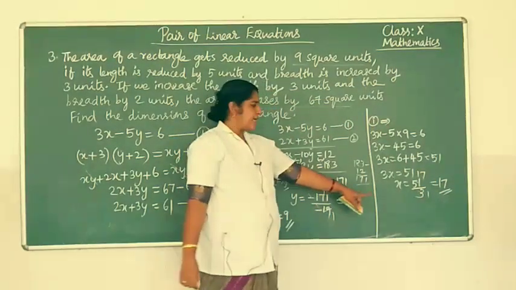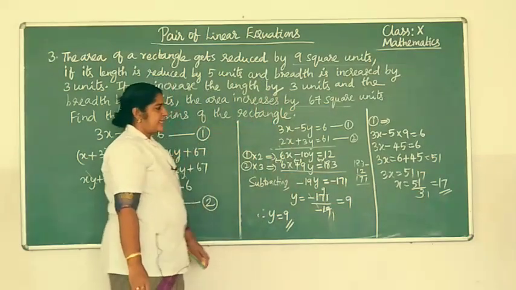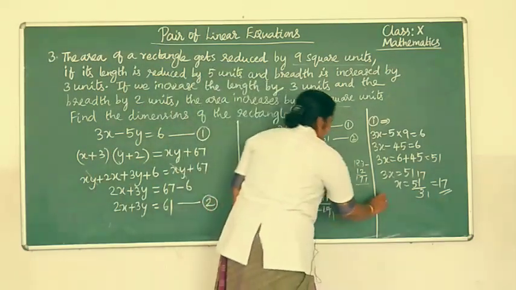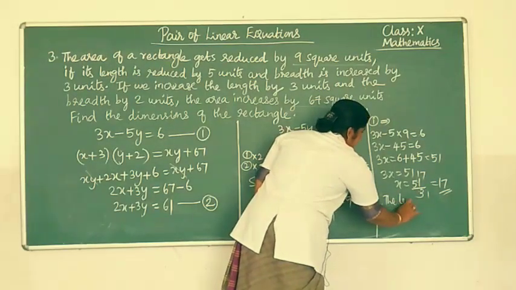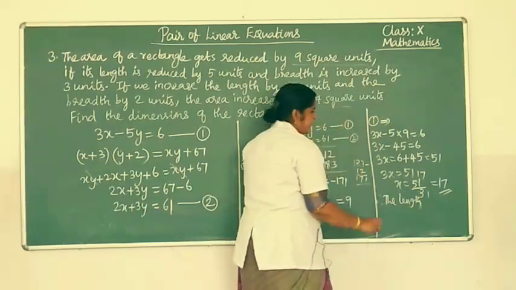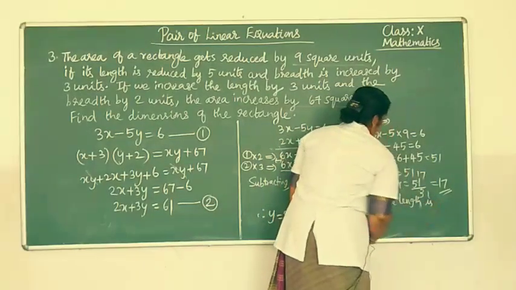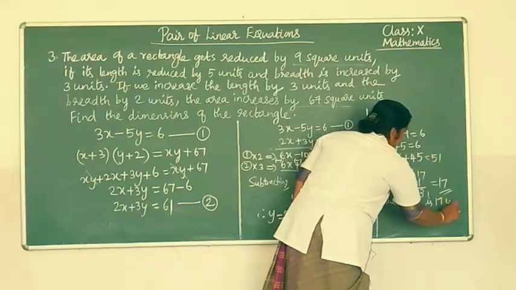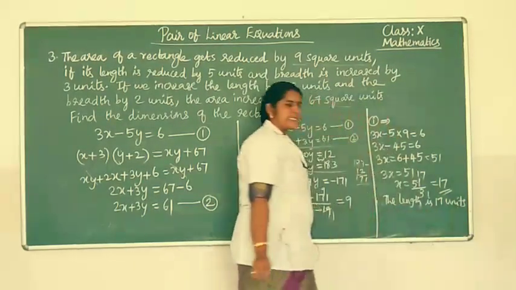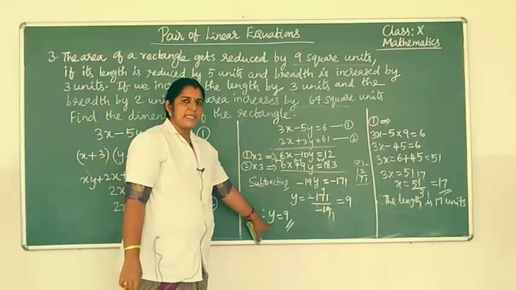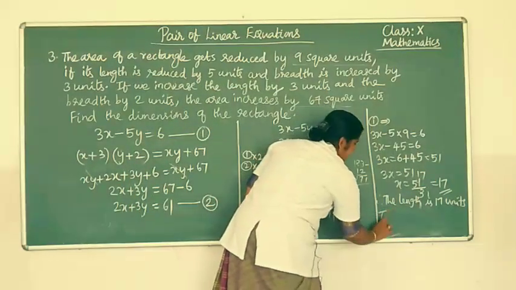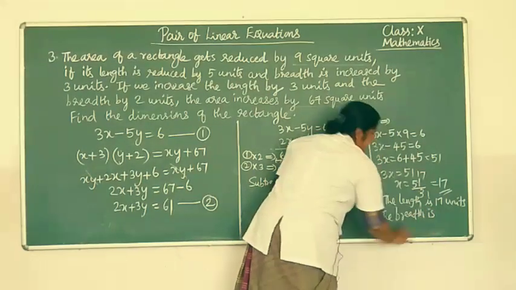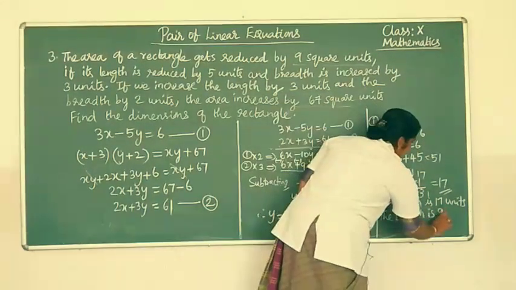So what is x? x is the length of the rectangle. How to write the final answer? Therefore, the length of the rectangle is, what is length here? x. So the length is 17 units. You need to write the units here. And the breadth, what is breadth? It is y. So the breadth of the rectangle is 9 units.